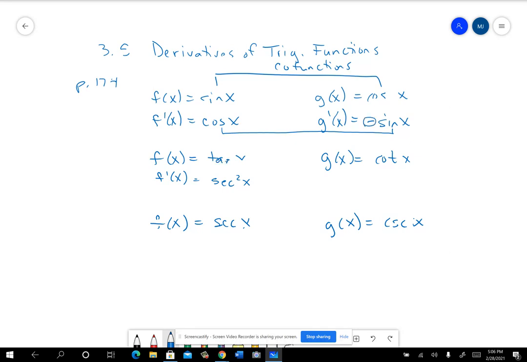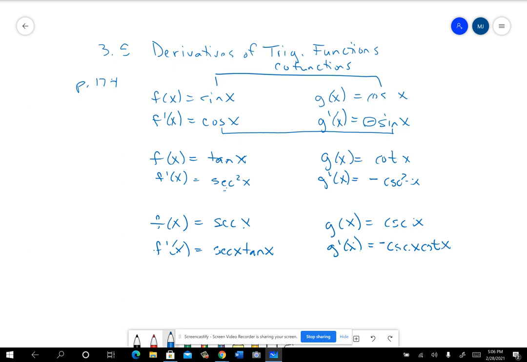Okay, so the derivative of tangent is secant squared x. So the derivative of cotangent is going to be negative cosecant squared x. The cofunction of what you saw over here, just with the negative out in front. And same thing here. The derivative of secant is secant x tangent x. So the derivative of cosecant x would be cosecant x cotangent x with a negative out in front.